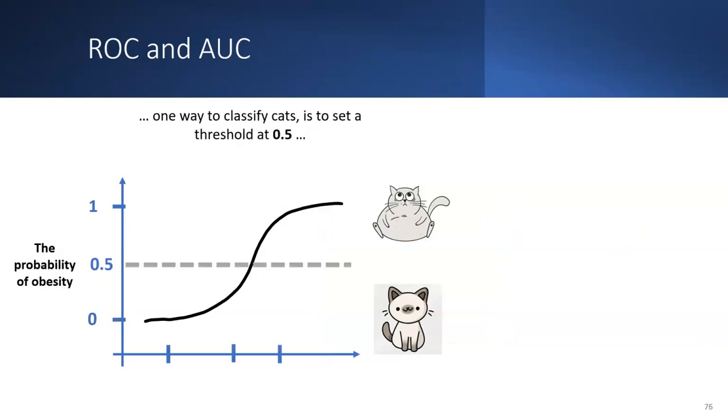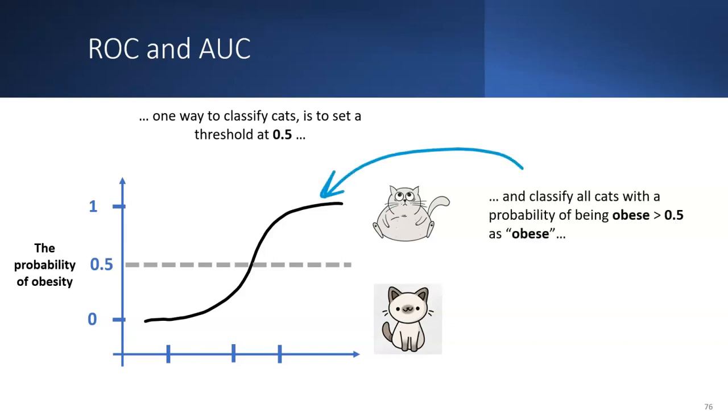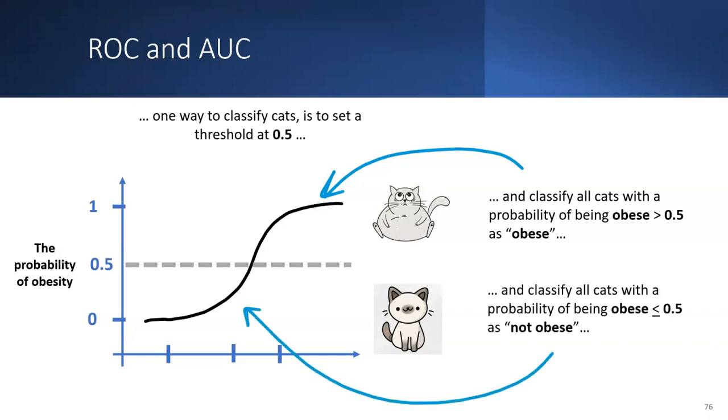One way to classify a cat is to set a threshold value, for example 0.5. Let's suppose if the value is more than 0.5, it is obese, and less than 0.5 is not obese. This is also an important function in AI and can be used in fuzzy logic. This function can also be used when we specify whether a value is greater than 0 or less than 0. We classify all cats with probability of being obese greater than 0.5 as obese, and all cats with probability less than or equal to 0.5 as not obese.